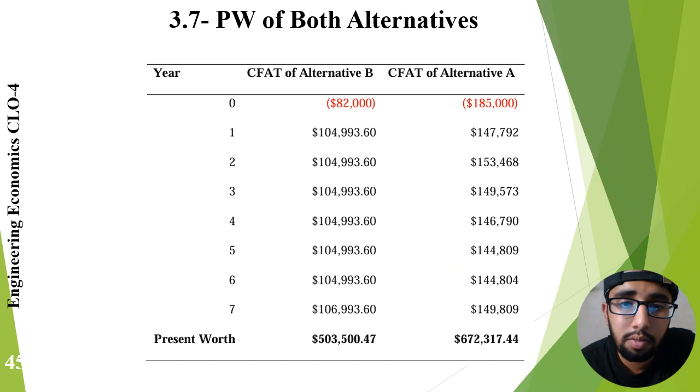Now, slide 45. The present worth of both alternatives is shown from slide 39. Here I have compared the present worth of both alternatives. Present values convert all the cash flows into today's value, making comparison straightforward. The alternative with higher present worth provides a greater economic benefit. This information forms the basis for the final recommendation.